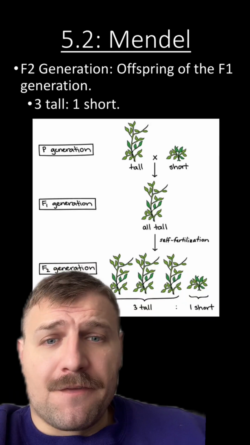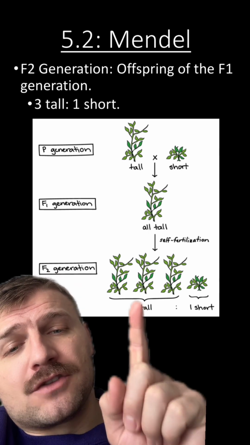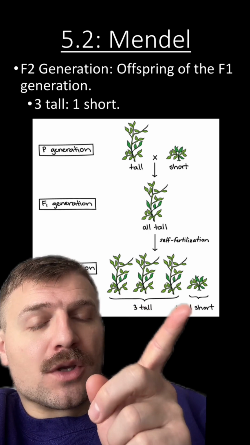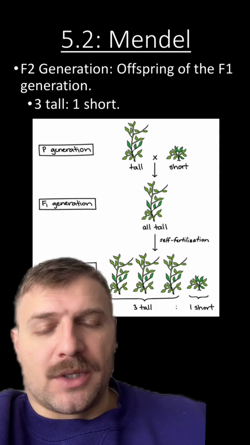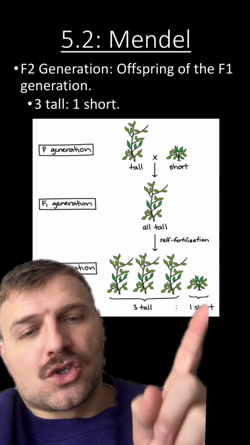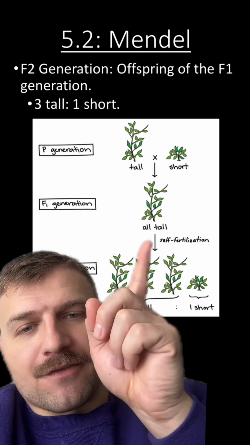This is a form of self-fertilization, but what he saw was 3/4 of the F2 generation was tall, and then 1/4 was short. This perplexed Mendel. He didn't understand why he saw this 3-to-1 ratio of tall to short. Where did this short phenotype go in the F1 generation?